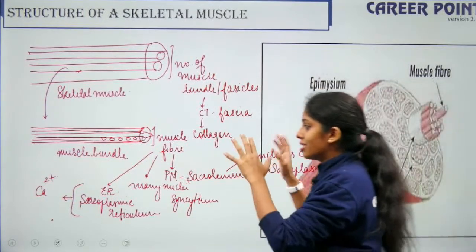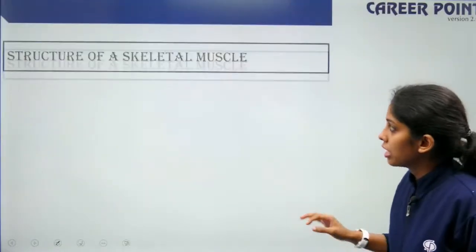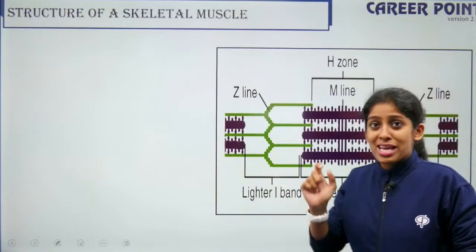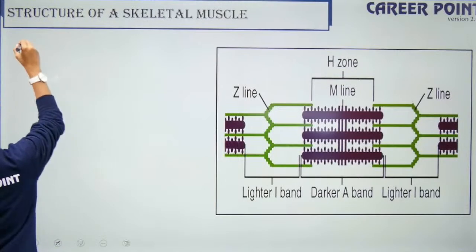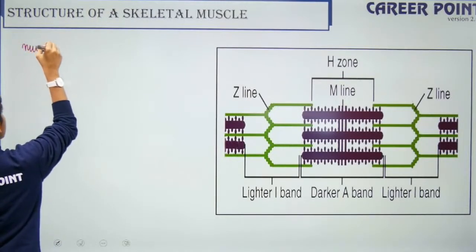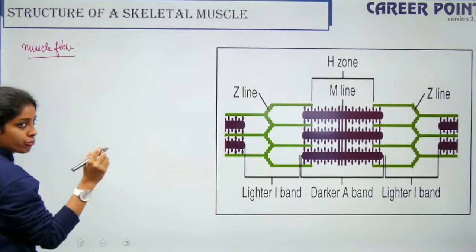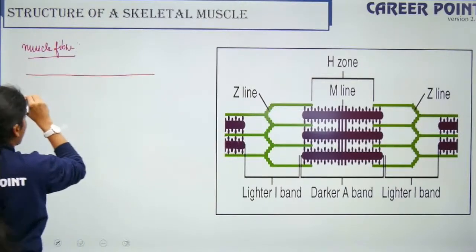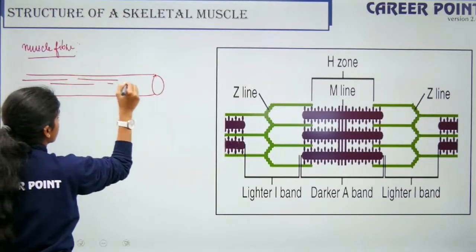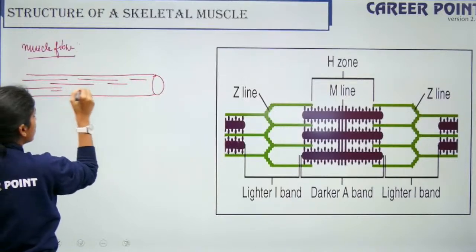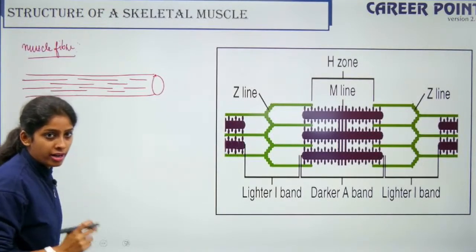So this is the structure of the muscle fiber. Now let's move forward. Inside the muscle fiber, the muscle fiber has a plasma membrane, a cytoplasm, everything is fine. Inside the muscle fiber, we have striations like this. We have alternate light and dark bands. This is how your muscle fiber is.